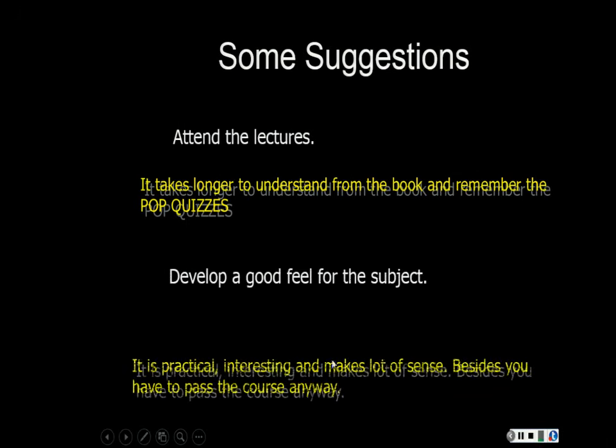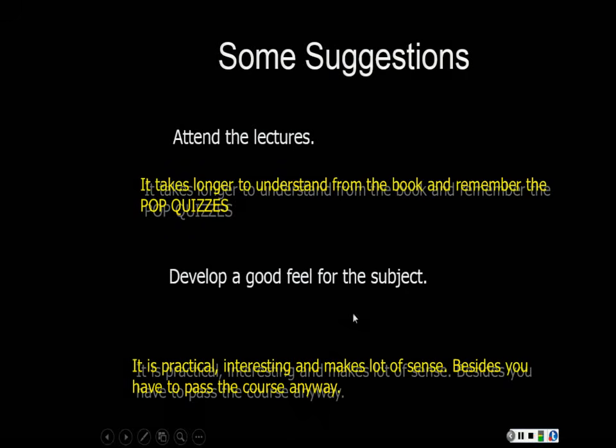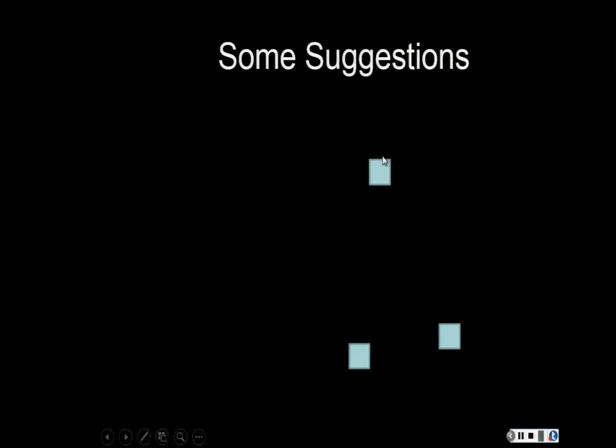Develop a good feel for the subject. It's practical, interesting, makes a lot of sense. And besides, you have to pass the course anyway, so be here. Studying groups. That helps a lot. This class has a lot of opportunities. Hopefully next class I'm gonna invite people from the SI group, supplemental instruction group, and they do a terrific job tutoring students. So they are gonna come and they're gonna probably post the schedule for summer that they have.